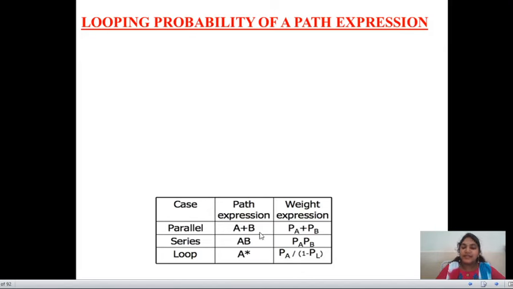Parallel means a plus b for path expressions a and b. These are the common rules for path expressions. If we are taking the probability, the parallel rule is defined as pa plus pb, the probability of a expression plus the probability of b expression. For the series rule it is pa into pb, and for the loop rule it is defined as probability a by 1 minus probability of loop. In the loop, what we have taken is weight expressions.